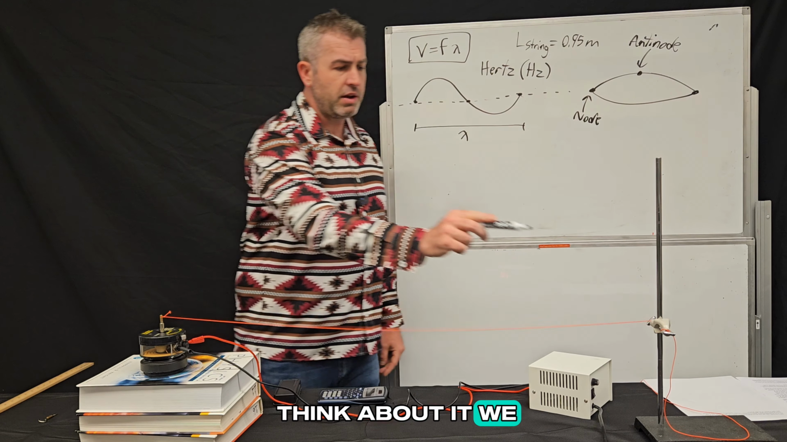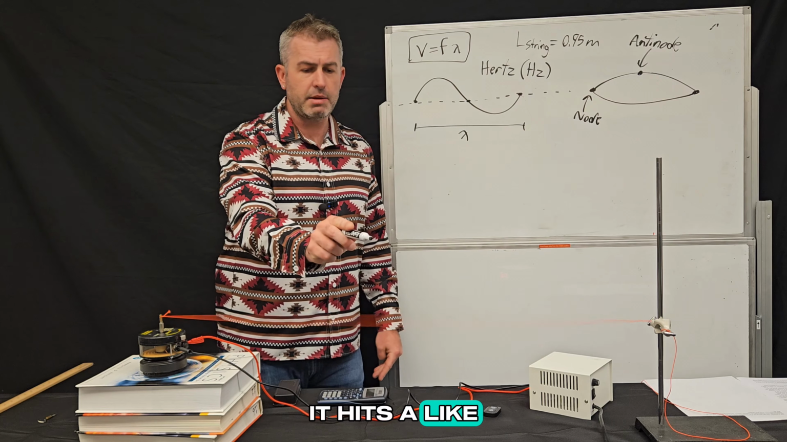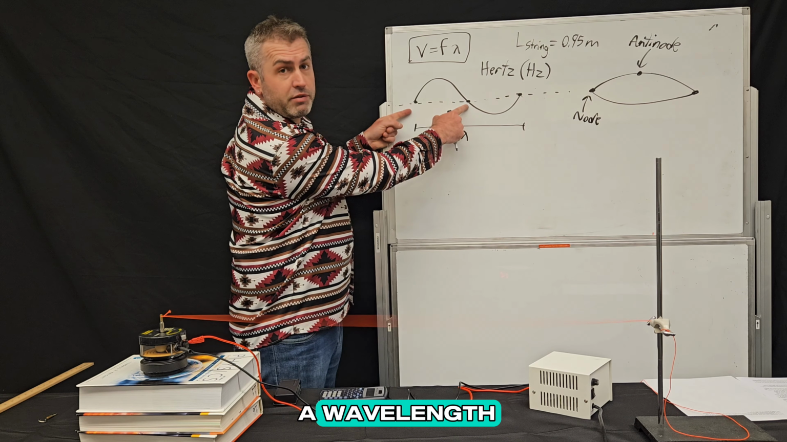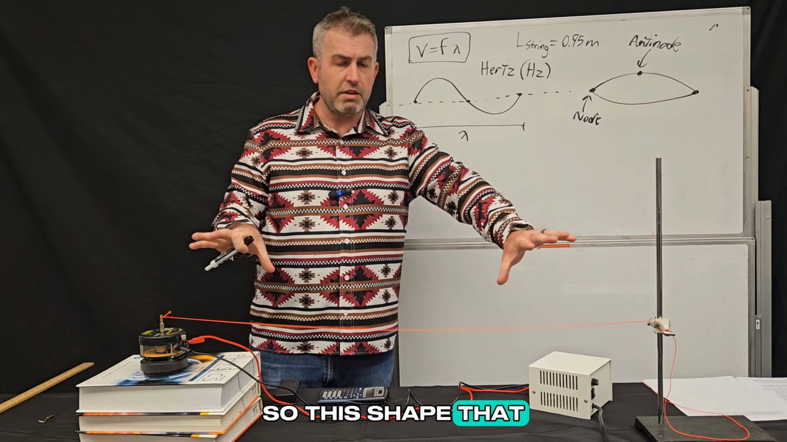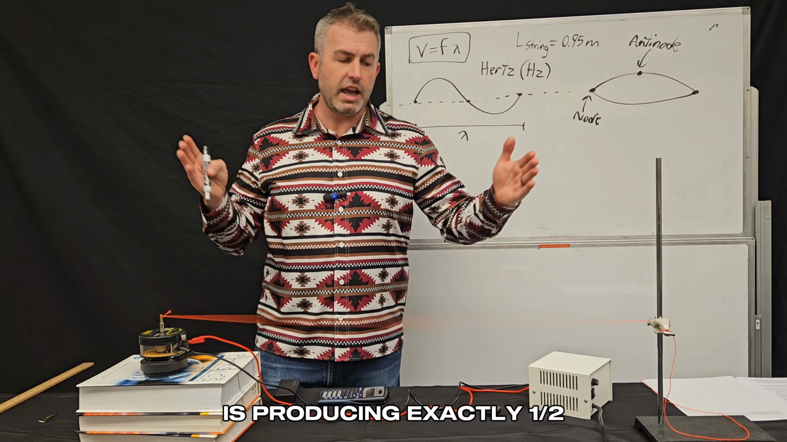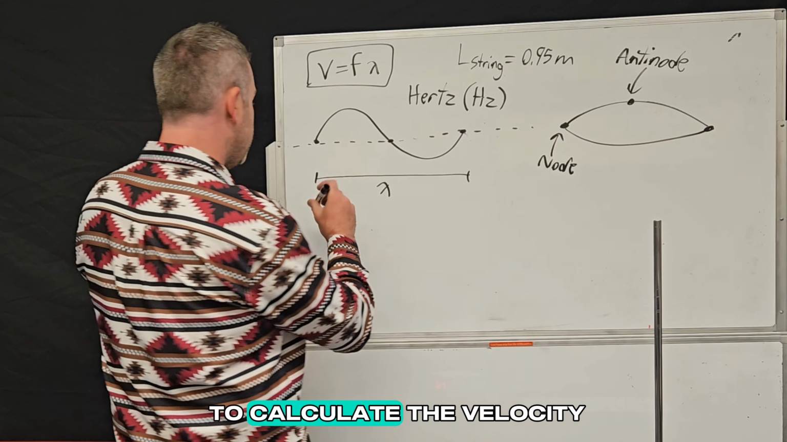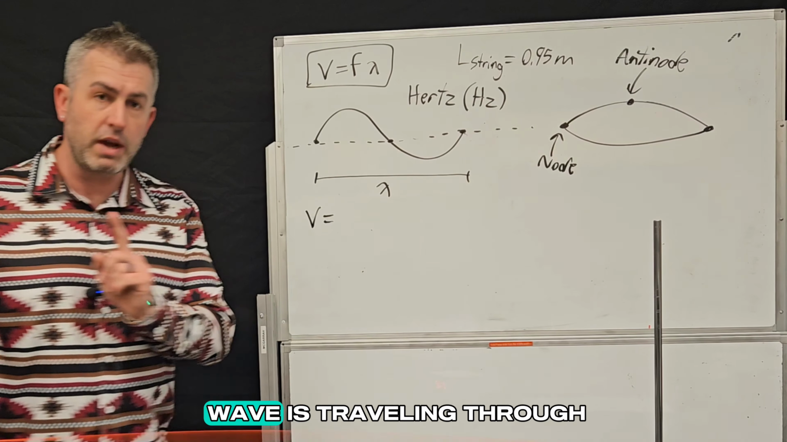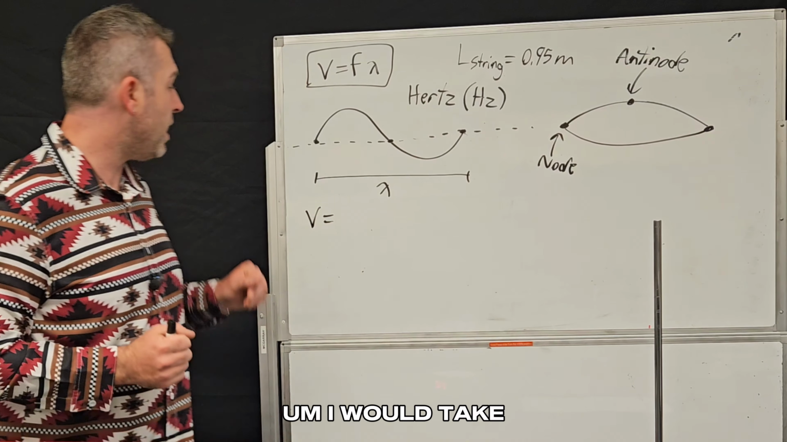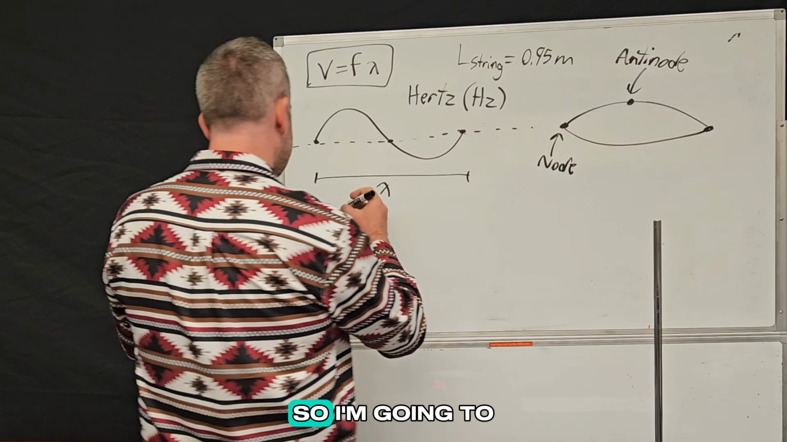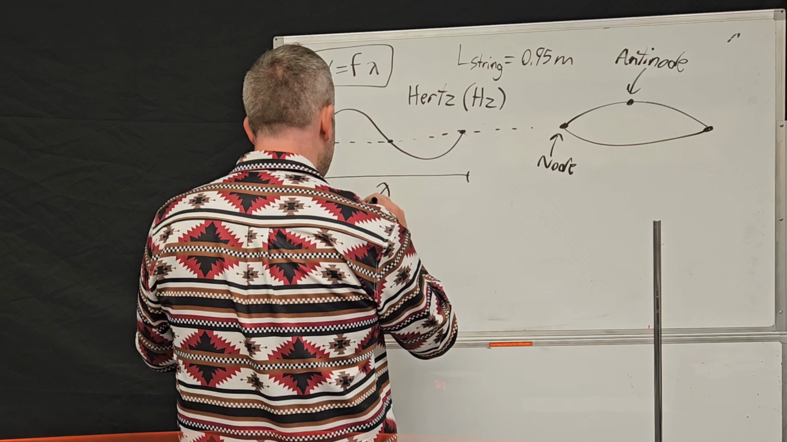If you think about it, we have a node here, it hits a maximum point and then comes back to a node. That's actually just 1/2 of a wavelength. So this shape that I've produced here is producing exactly 1/2 of a wavelength. So if I wanted to calculate the velocity or how fast this wave is traveling through the string, I would take the frequency, which my machine actually tells me is 12 Hertz. So I'm going to write 12 Hertz.